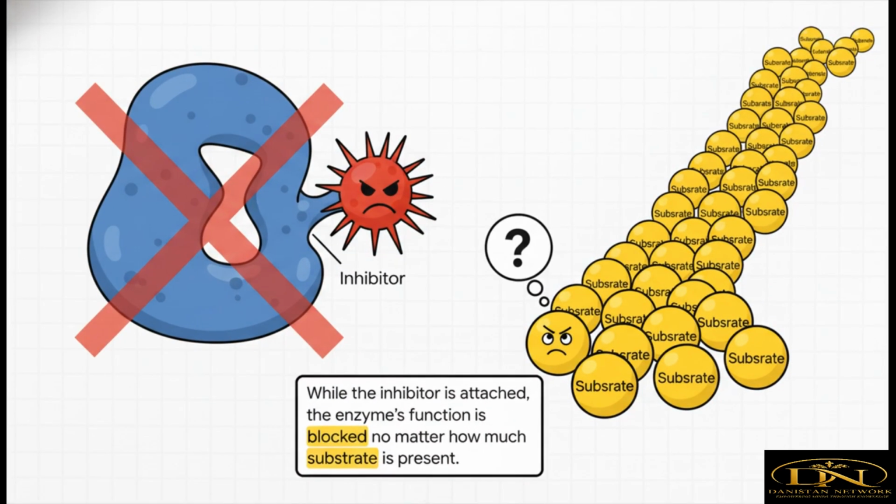Unlike with competitive inhibition, you can't overcome this just by adding more substrate. It doesn't matter how many substrate molecules are lined up waiting for their turn. The active site itself is damaged. The enzyme is pretty much out of commission until that inhibitor decides to leave.